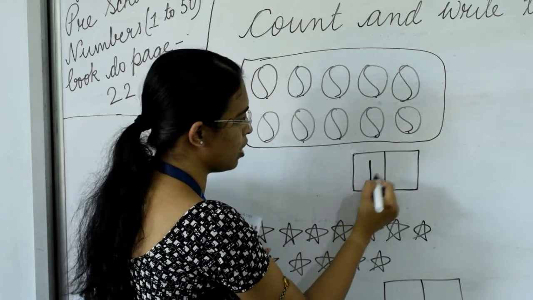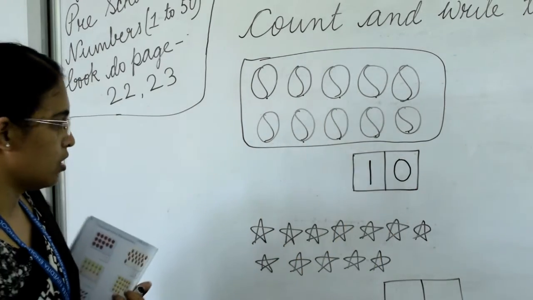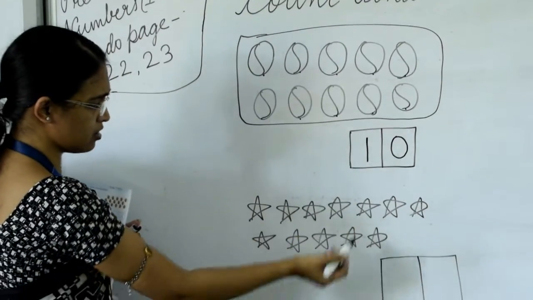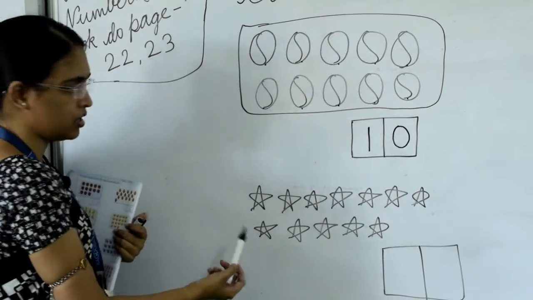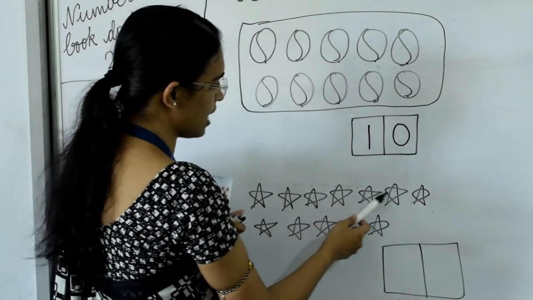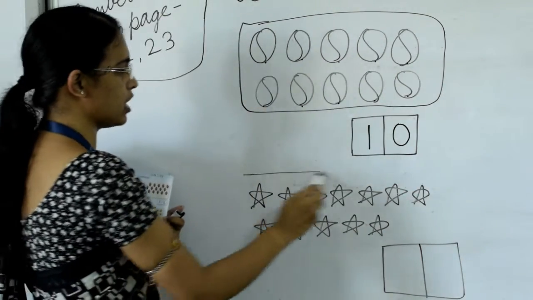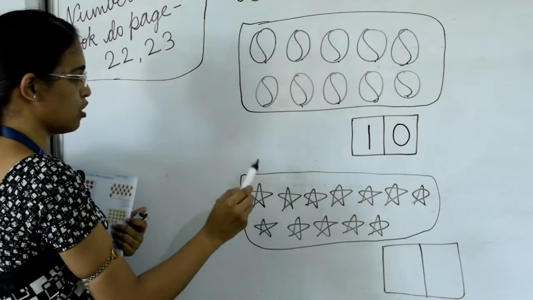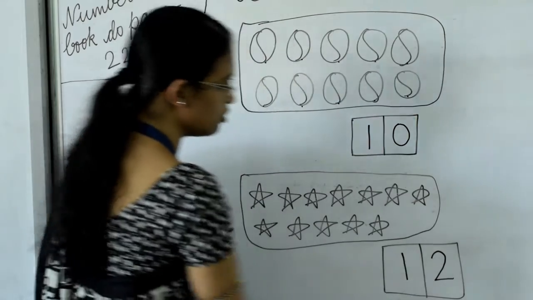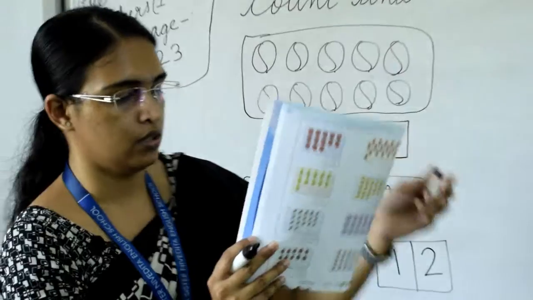So I have to write here 1 and 0 in these separate boxes. Now after this, what are these? These all are stars. So let's count how many stars there are. 1, 2, 3, 4, 5, 6, 7, 8, 9, 10, 11, 12. 12 stars are there in this box. So I have to write here 1 and 2. 1 2, 12. Okay. In this way you have to do it in your book.